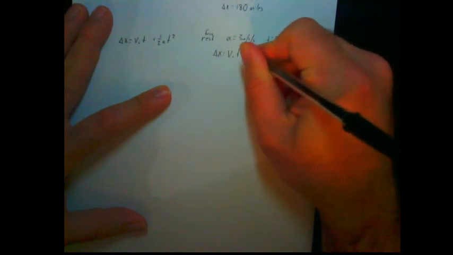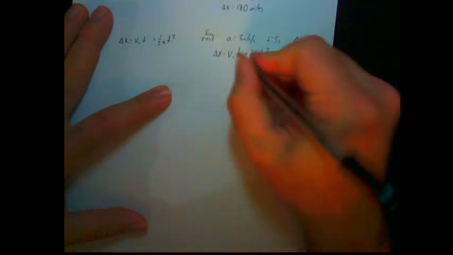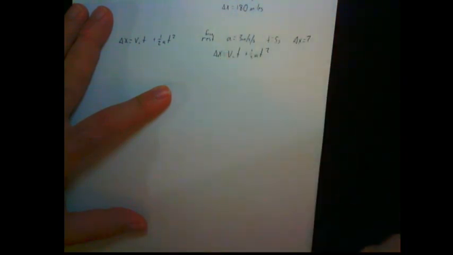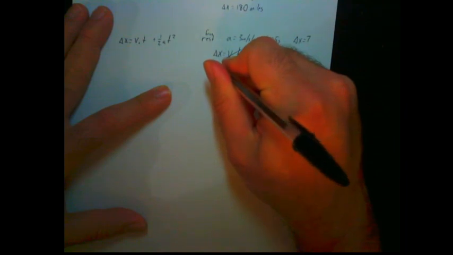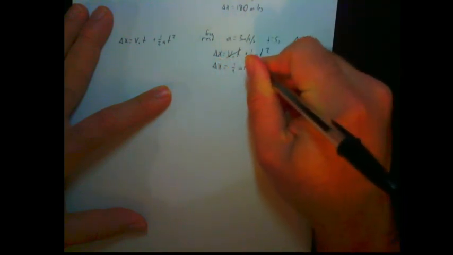So let's write our equation. Delta x equals v_i t plus 1/2 a t squared. Remember, from rest means our initial velocity is 0. 0 times anything is 0. So in this case, because I have an initial velocity of 0, I can cross out that first expression. So delta x equals 1/2 a t squared.